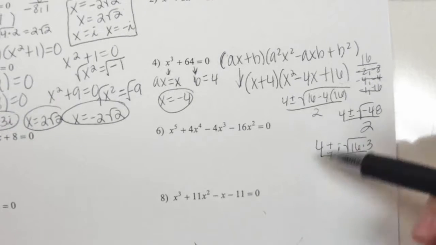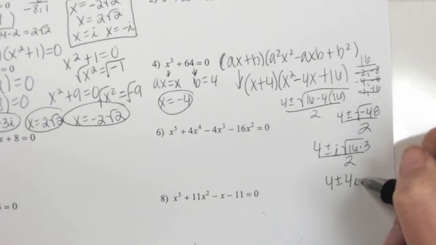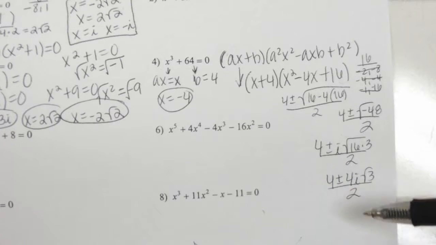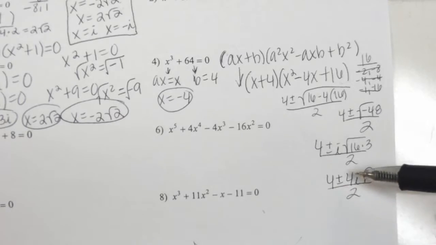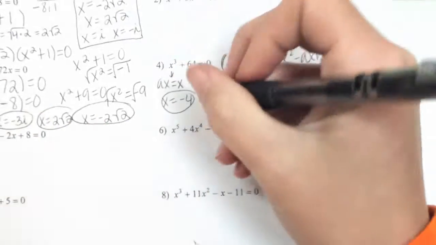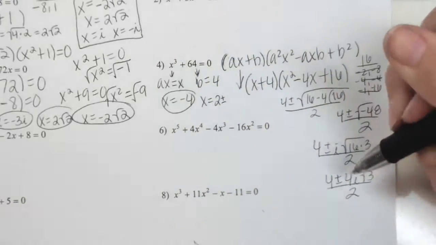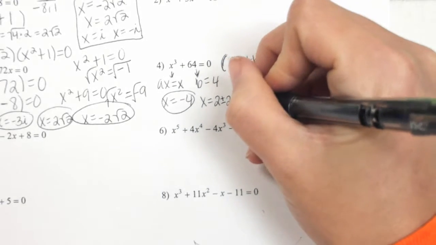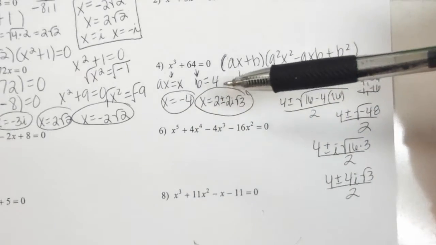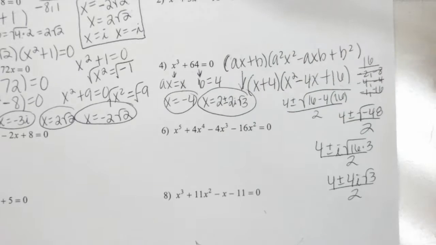Now we can take the square root of 16 on the outside, so it'll be 4 plus or minus 4 from the 16, i from the negative, square root of 3 over 2. And can we simplify this even more? Yes, we can, because what goes into 4, 2, and 4, that's going to be 2. So our first answer is going to be x equals 4 divided by 2 is 2, plus or minus 4i divided by 2 is going to be 2i, square root of 3. So this one has 3 roots, negative 4, 2 plus 2i square root of 3, 2 minus 2i square root of 3. And look, it has exponent of 3.